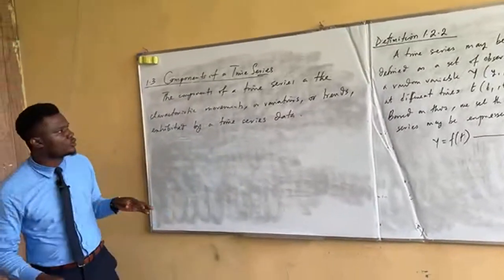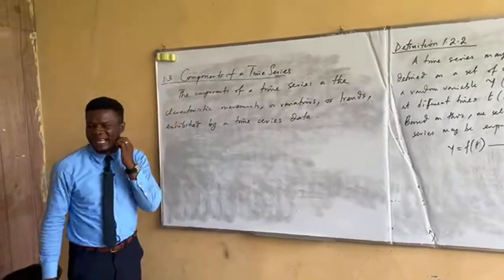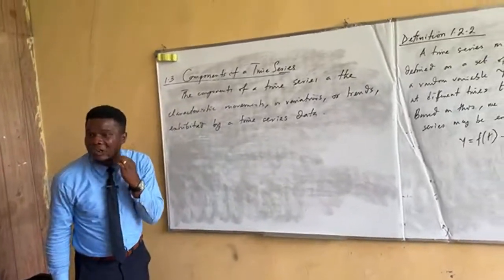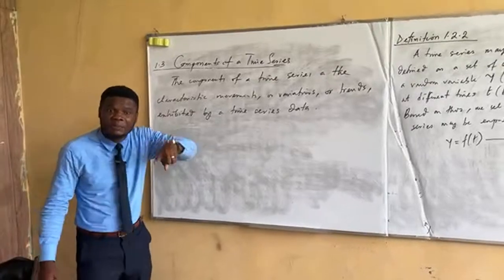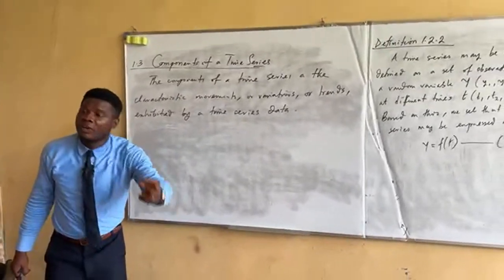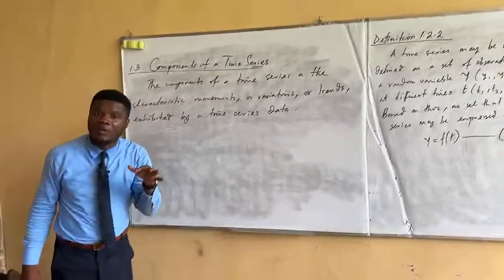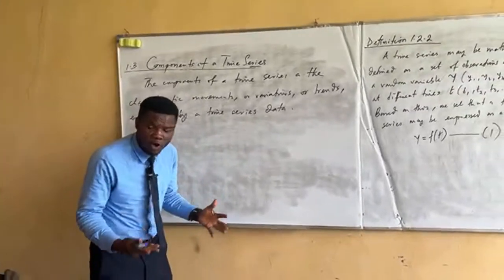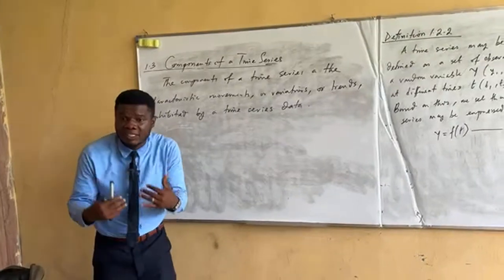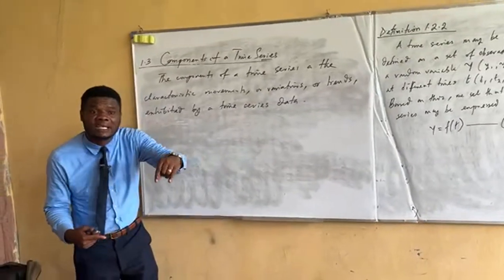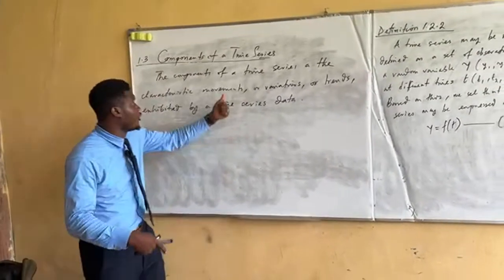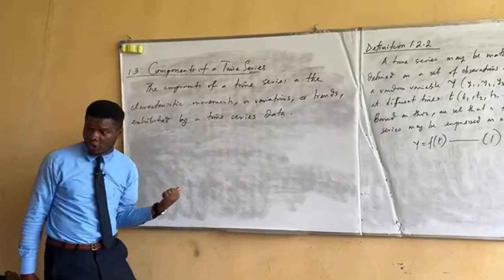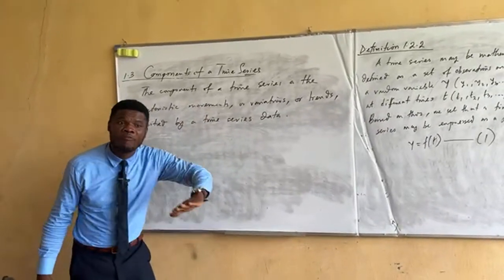Now, please take note. These components of a time series, are you listening? All of them can be exhibited by one time series data. Some of them can be exhibited by one time series. So it means that you can have a time series data on which you are going to perform a time series analysis, and in that analysis, you may observe one of these components that we are going to discuss to be absent or very mild.